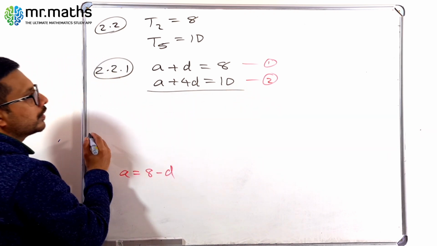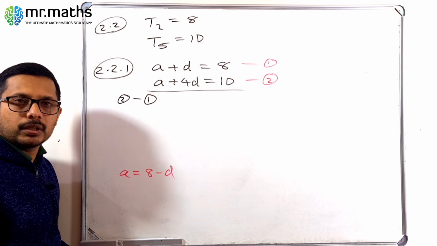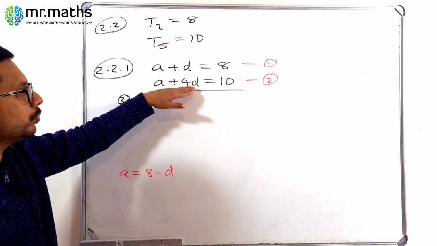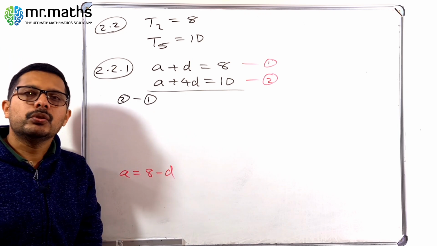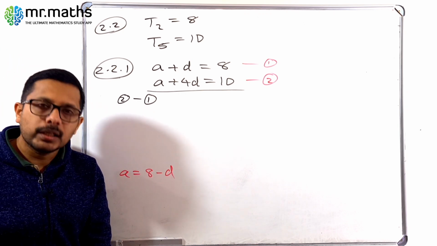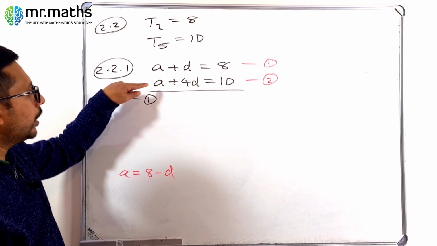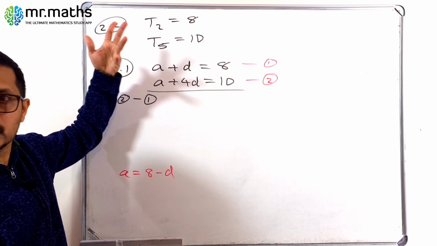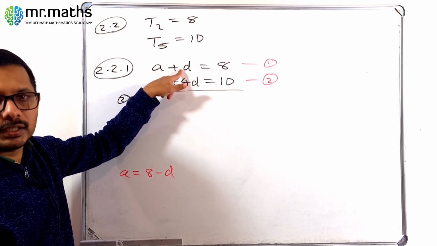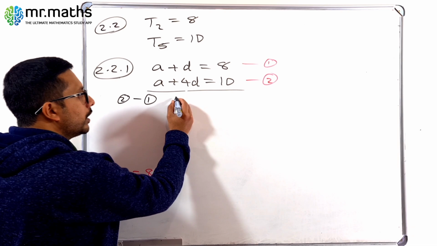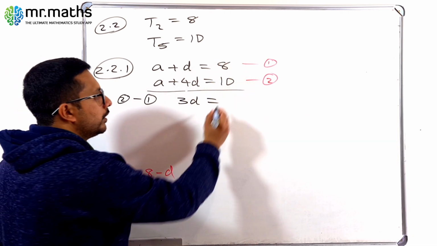What I'm going to do is subtract equation number 2 minus equation number 1. When you subtract two equations like that, you are supposed to subtract term by term, first term minus first term, second term minus second term. So A minus A is 0, that's gone. Then 4D minus 1D, 4 minus 1 is 3, so it is 3D. 10 minus 8, that is 2.